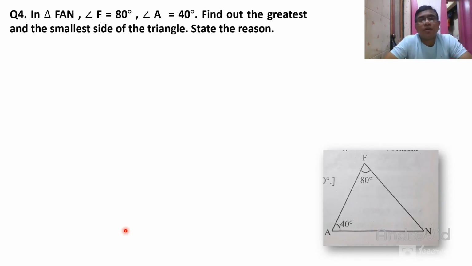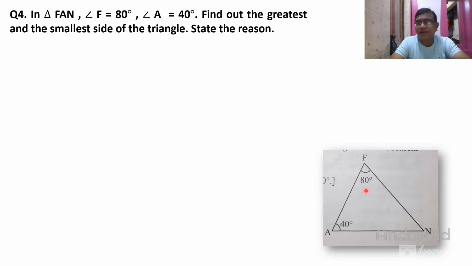Problem number 4. In the triangle FAN, angle F is equal to 80 degrees, angle A is equal to 40 degrees. Find the greatest and the smallest side of the triangle. So what do you want to find out? You want to find out the greatest and the smallest sides.